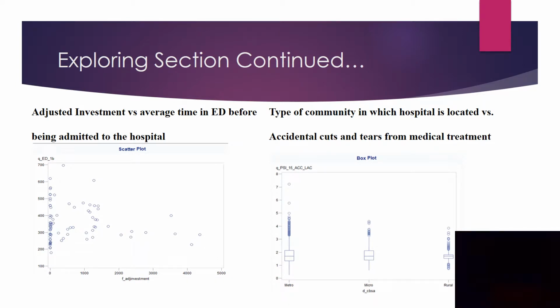Now, in this scatter plot, it can be observed that as investments increase, the average waiting times in the emergency department before being admitted into the hospital are declining, which is being represented as I draw the line decreasing. Now, onto the next graph. In the box plot, it seems as though metropolitan hospitals have majority of the number of accidental cuts and tears from medical treatment than micropolitan and rural hospitals.